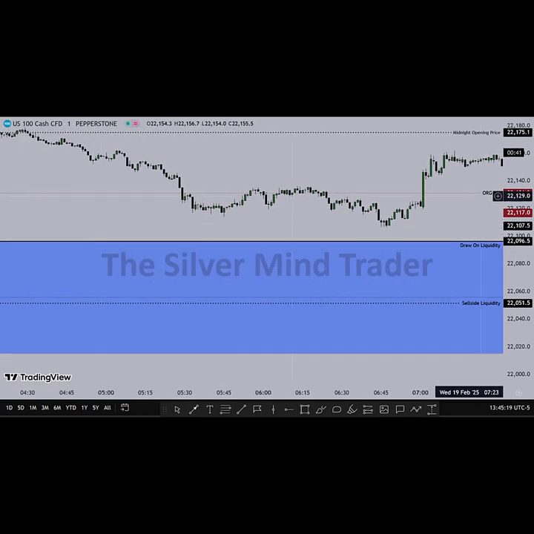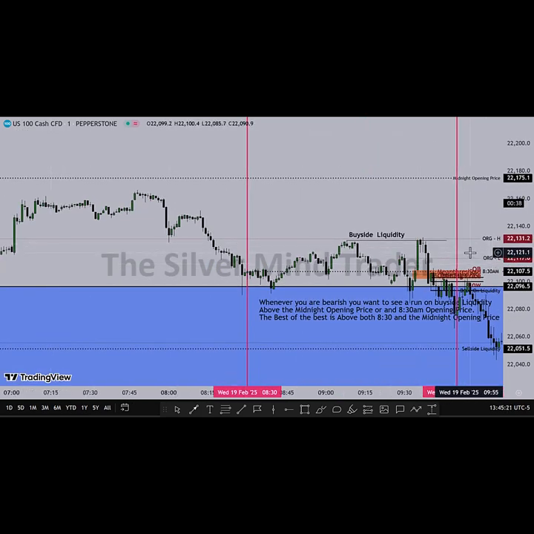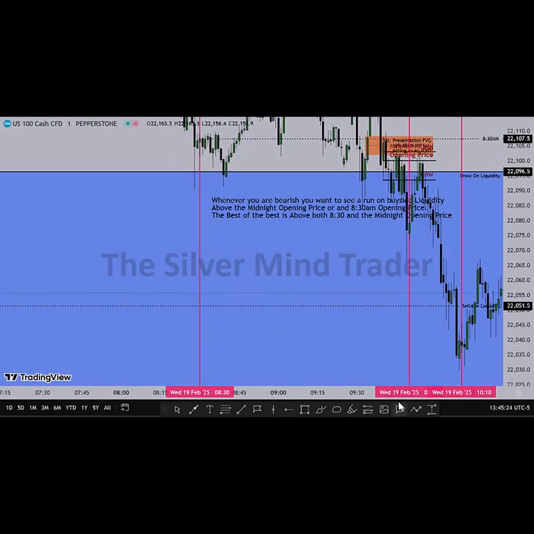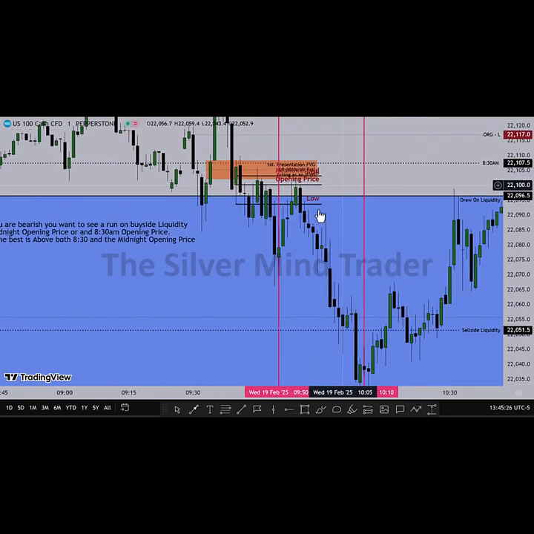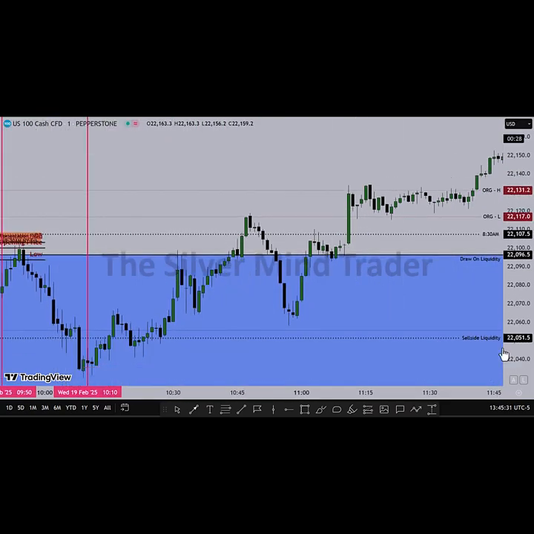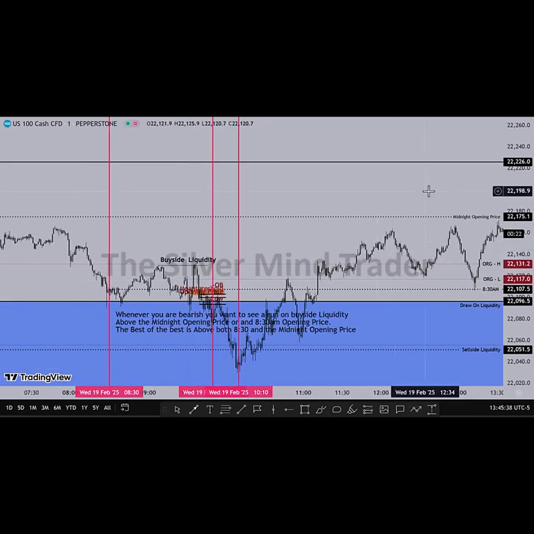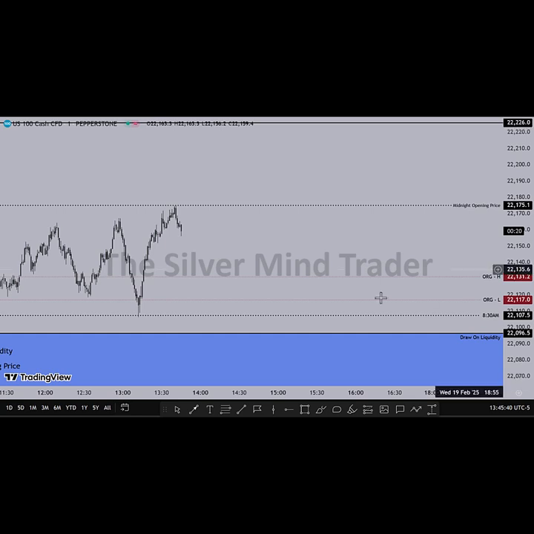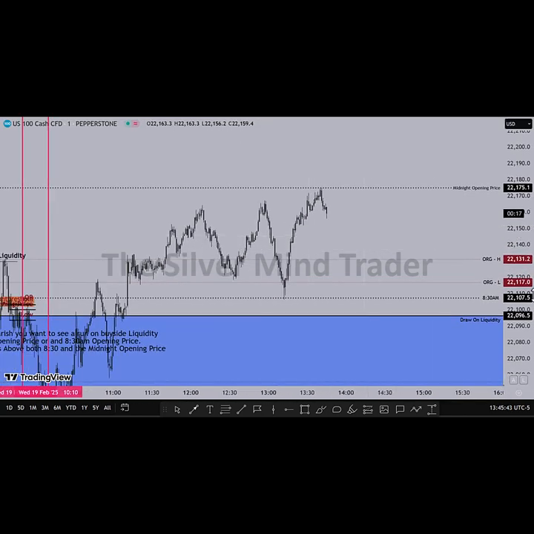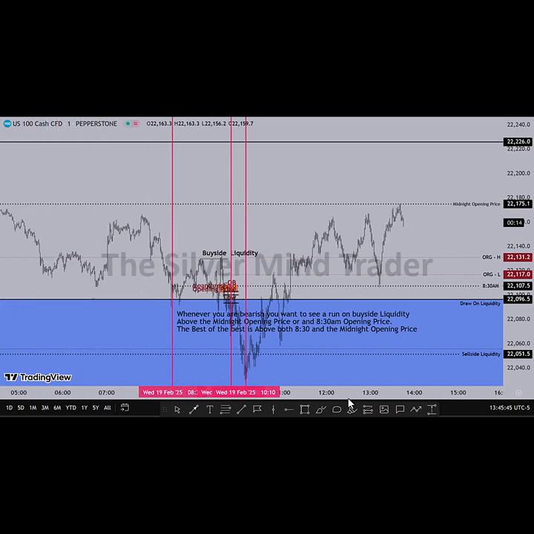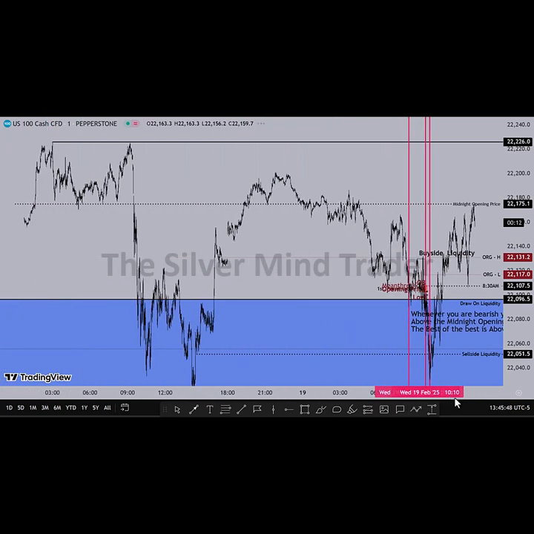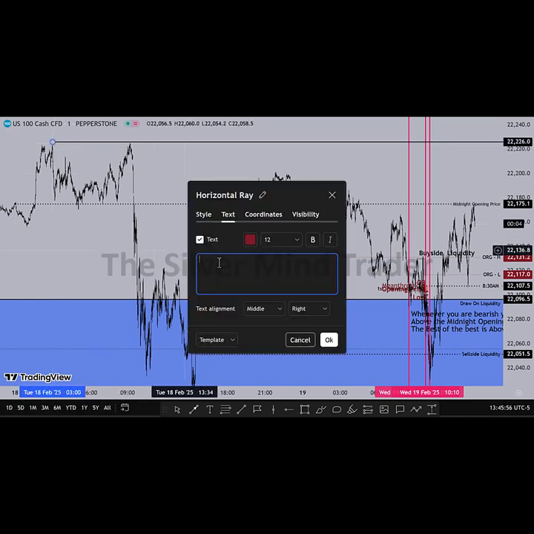So that was pretty much it for the AM session today. I hope you found this one insightful. That was a quick review of the whole session for today. Look at how that high is. There's definitely a high probability that they're going to come for this high, for this buy side liquidity here.